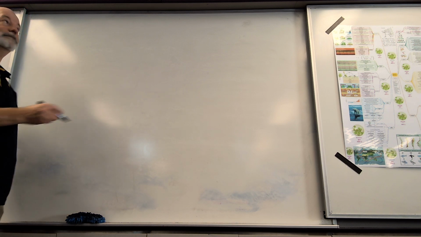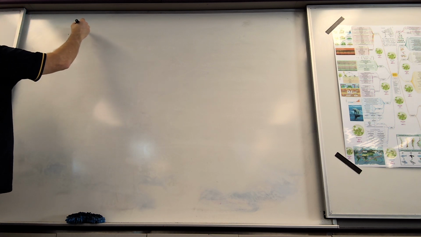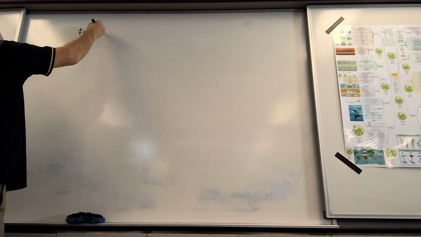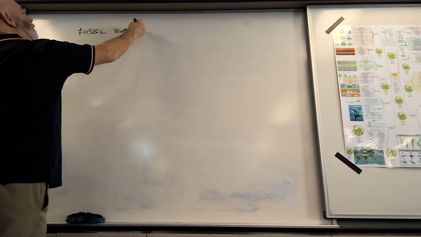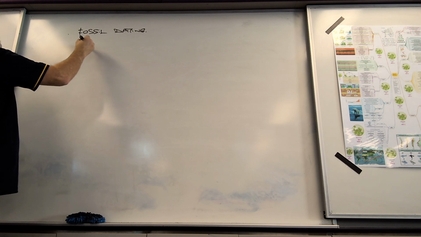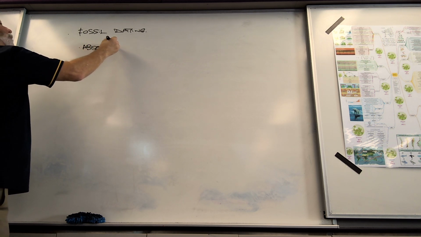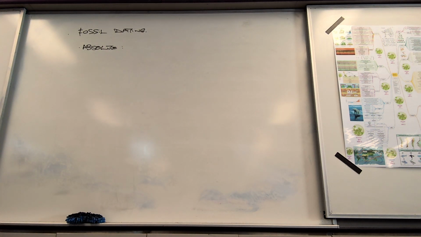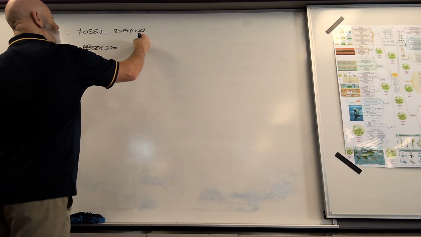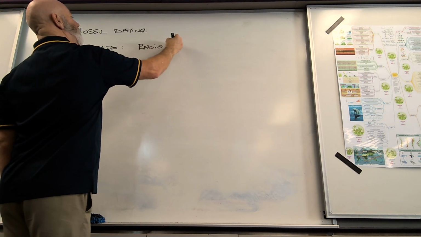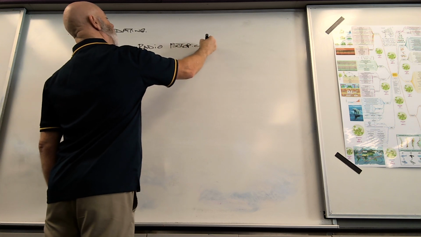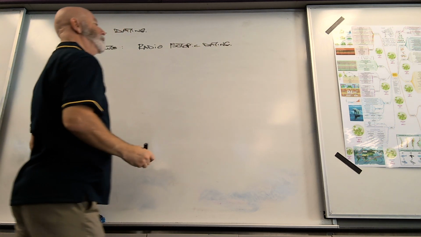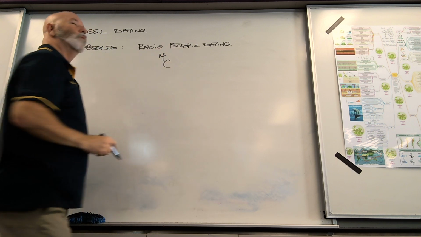So, now we're going to talk about evidence for evolution. We're going to talk about fossil dating. We'll do absolute first. Absolute fossil dating tells you the actual age of the fossil. And we're going to use radioisotopic dating. In particular, it's going to be carbon-14 dating.